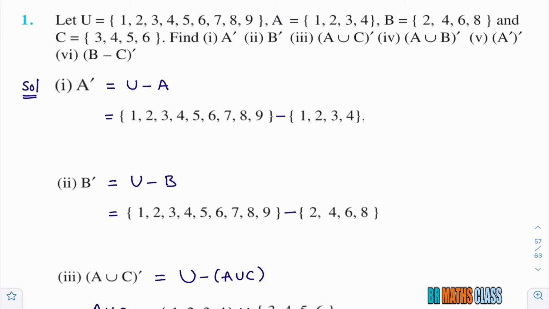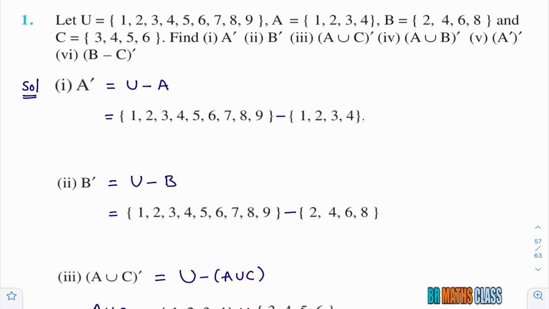Okay. The question is like this. They have given the universal set, set A, set B, set C. They are asking us to calculate A dash, B dash, like this bits are given. What is the formula to calculate A dash? The formula for A dash is U minus A, universal set minus A. B dash formula is U minus B.